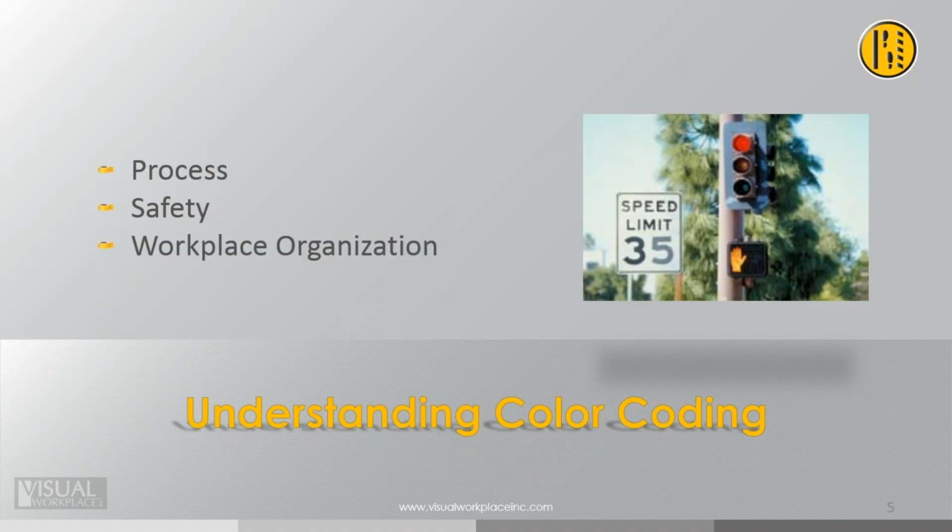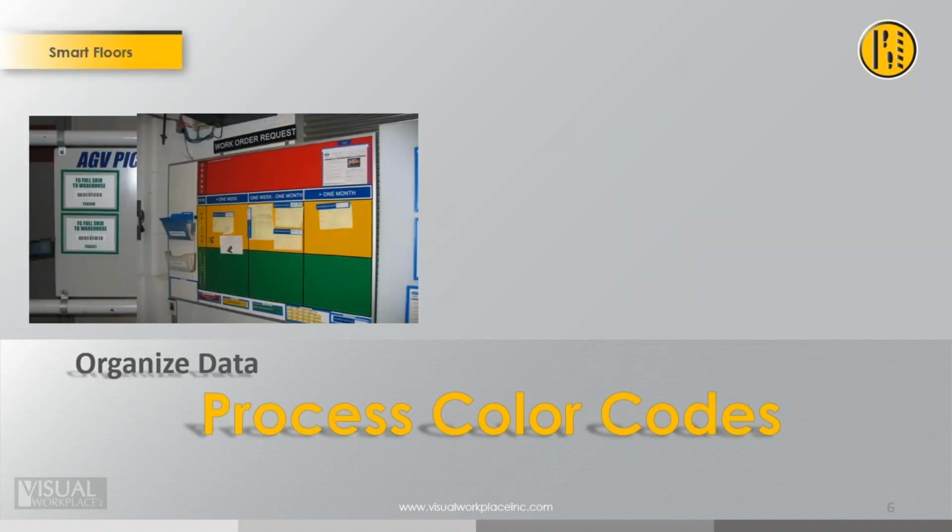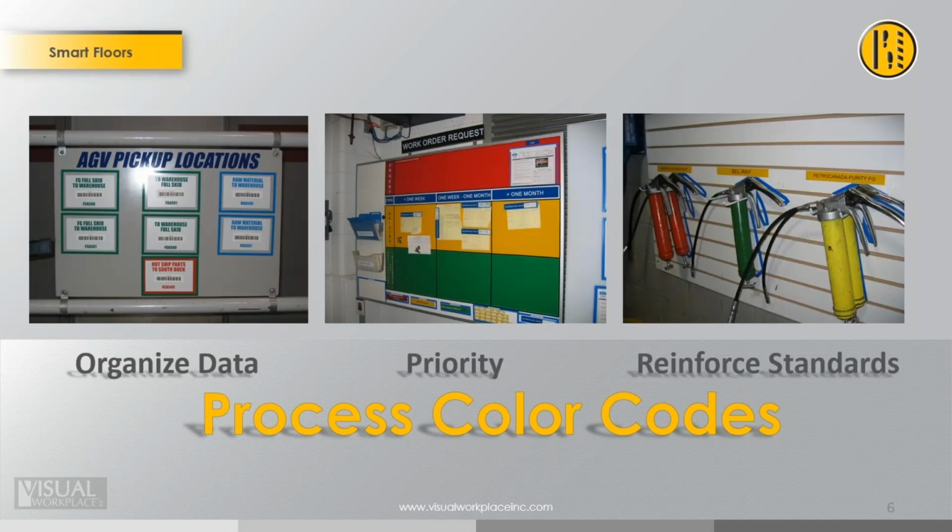So what I first want to do is start by talking about process color codes. And again, there's no standards specific for this, but I want to give you examples of how we use color coding to control our processes. Process color coding standards are primarily used to organize data, as you see here. They help us communicate priorities, and again, they help us reinforce standards that we have in our workplace to eliminate errors.